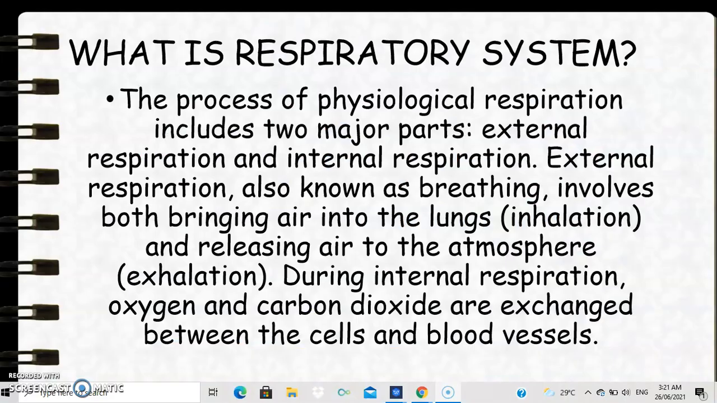So what is the respiratory system? The process of physiological respiration includes two major parts: external respiration and internal respiration. External respiration, also known as breathing, involves both bringing air into the lungs, or inhalation, and releasing air to the atmosphere, or exhalation. During internal respiration, oxygen and carbon dioxide are exchanged between the cells and blood vessels.